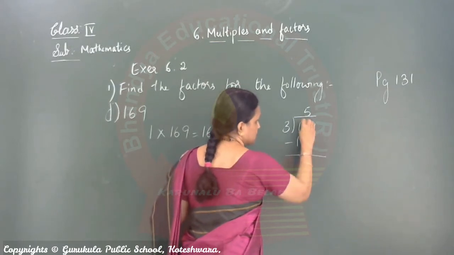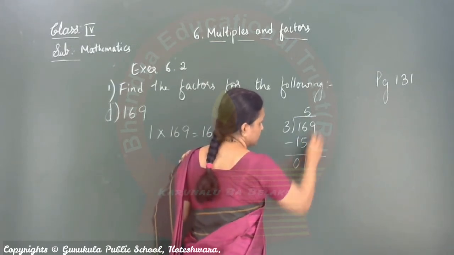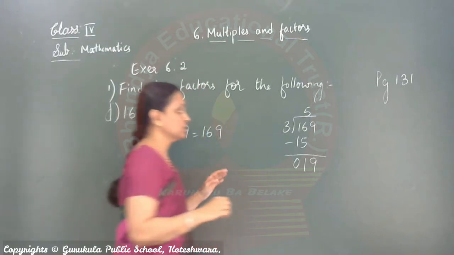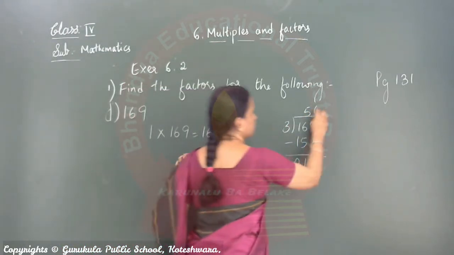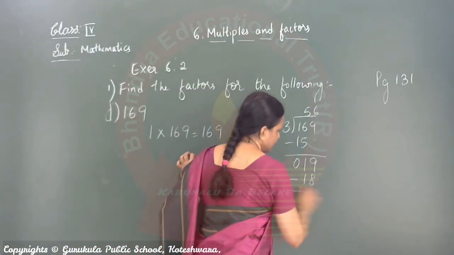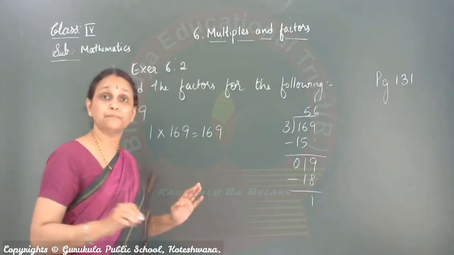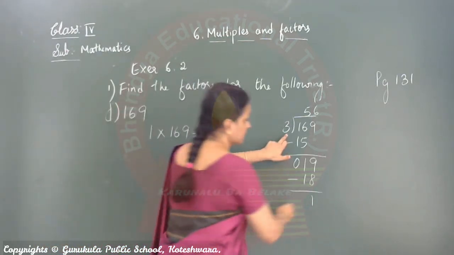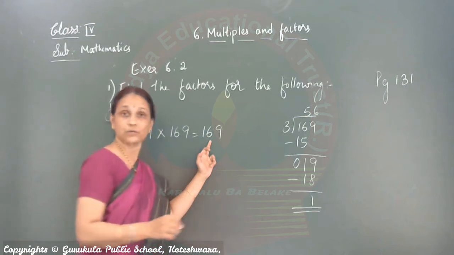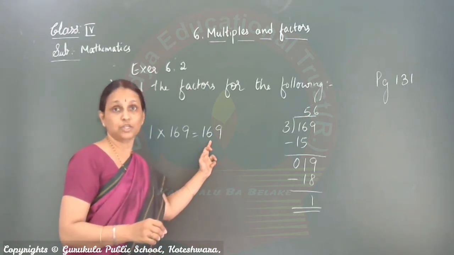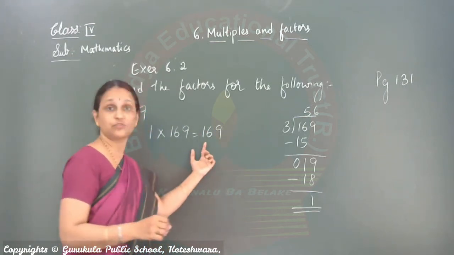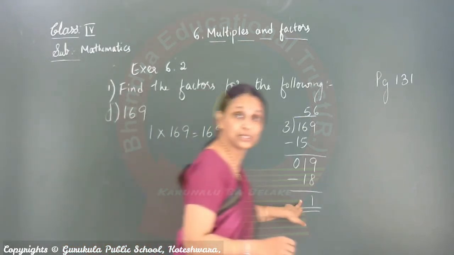So 6 minus 5 is 1. This is 0. 9 down. 3 6s are 18. 1 is the remainder. When a remainder comes, this number cannot be a factor of the given number. The divisor cannot be a factor of the given number if we get a remainder.